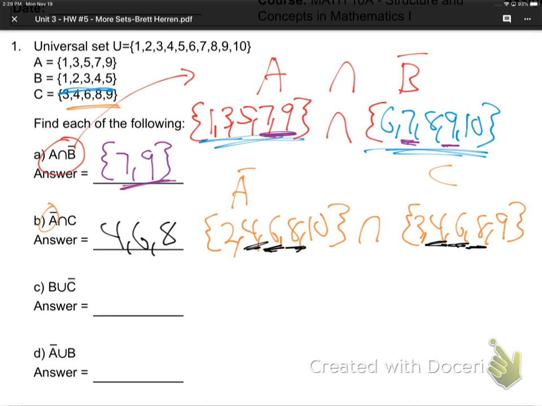Is that okay? Does everybody make sense out of how we're doing this? Try C now. Maybe you already have. All right, let's take a look. So, B, I've already got B. B is 1, 2, 3, 4, 5.